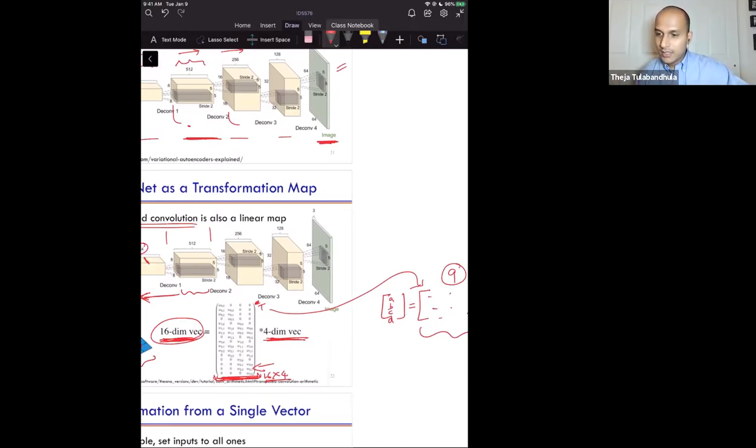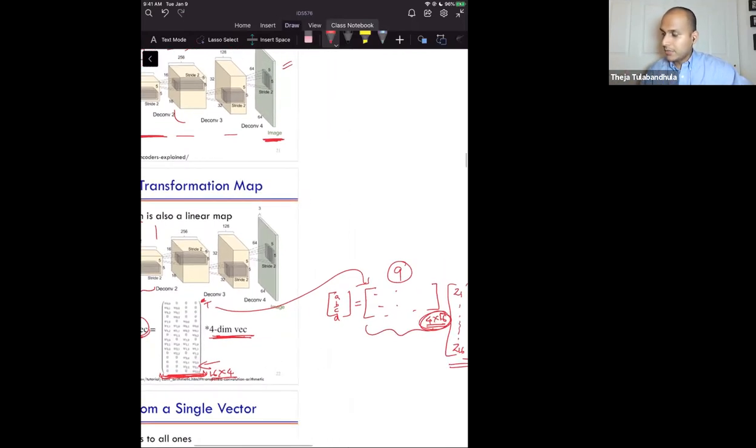How is this lifting different from the kernel trick? The kernel trick is something very different. A kernel trick doesn't have a linear projection, but it's actually a projection.